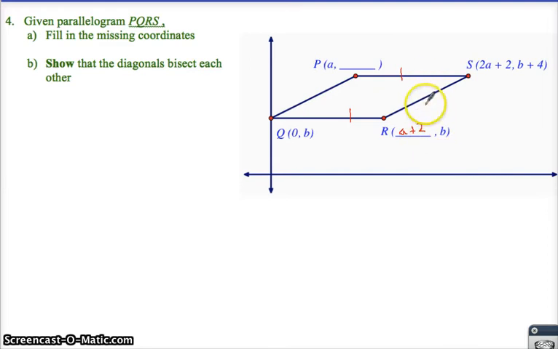And the height of this thing, you know, the height is always constant because these are parallel. This went from a height of b to a height of b plus 4. This has to have the same height up here at b plus 4. Kind of a strange little deal.